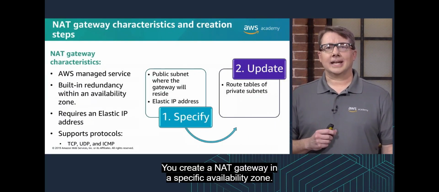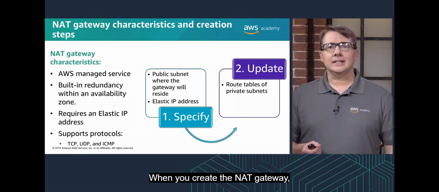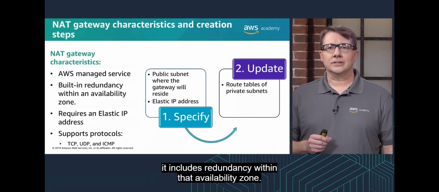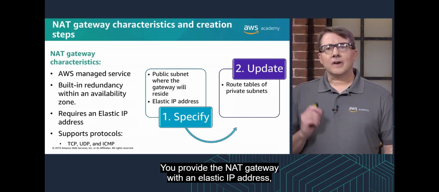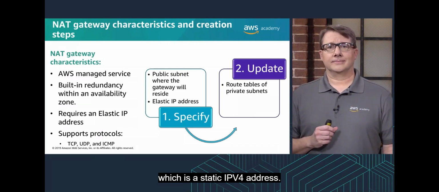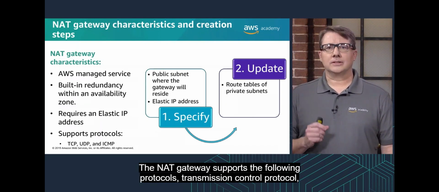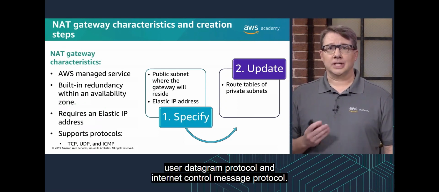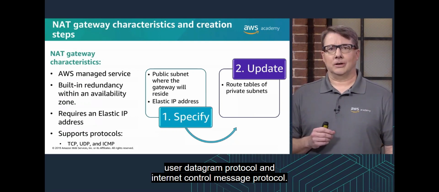You create a NAT gateway in a specific availability zone. When you create the NAT gateway, it includes redundancy within that availability zone. You provide the NAT gateway with an elastic IP address, which is a static IPv4 address. The NAT gateway supports the following protocols: Transmission Control Protocol, User Datagram Protocol, and Internet Control Message Protocol.